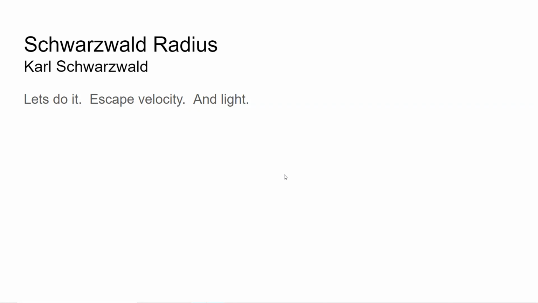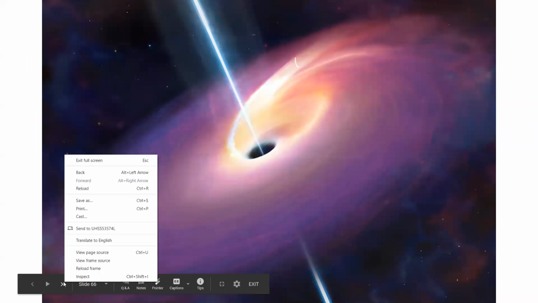This is what came from his general relativity equations. Karl Schwarzschild did some basic math, and he says there's a certain mass and a certain size that if you're within that, you can't leave. Okay, and that's not good. And so we call it the Schwarzschild radius.